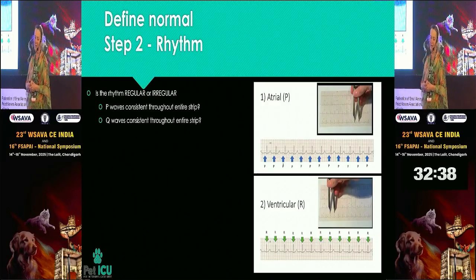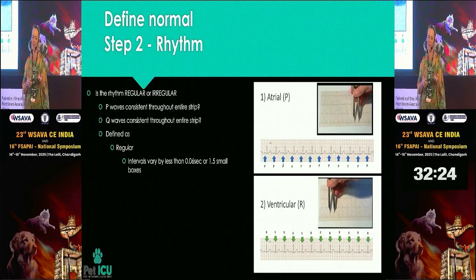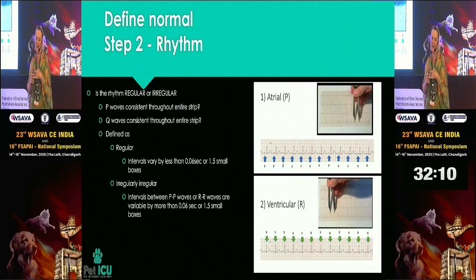Determining your rhythm, you want to think, is it regular or irregular? You're looking at the intervals between your RR intervals, but your P wave is consistent through the strip, your Q wave is consistent through the strip, and then you look at your RR intervals. Sometimes using little calipers can really help you determine if you've got an irregular rhythm. It's the difference, the intervals between your PR waves or your RR waves are varying.